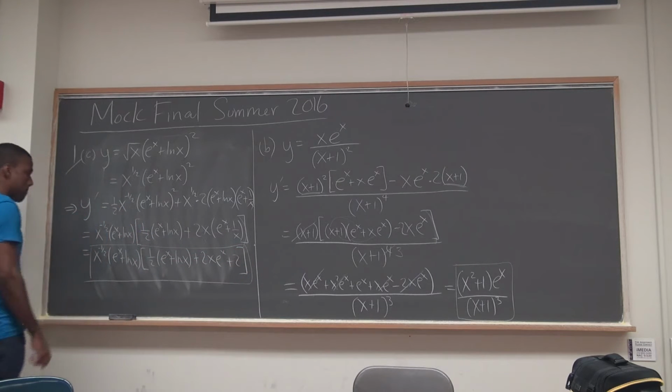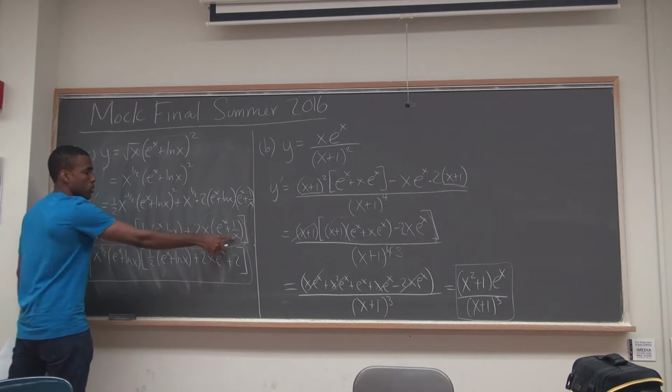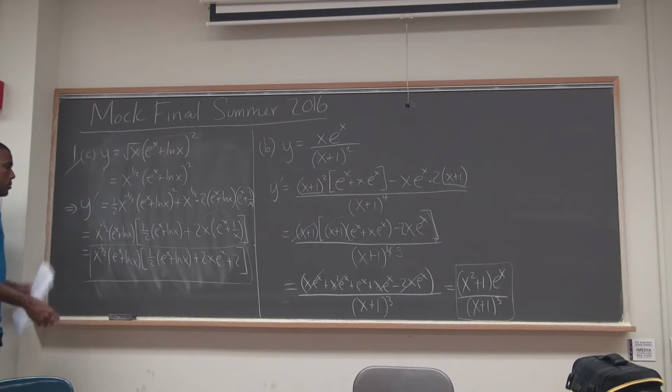What happened to the final one? Multiply out. The 1 over x kills the x. Got it.